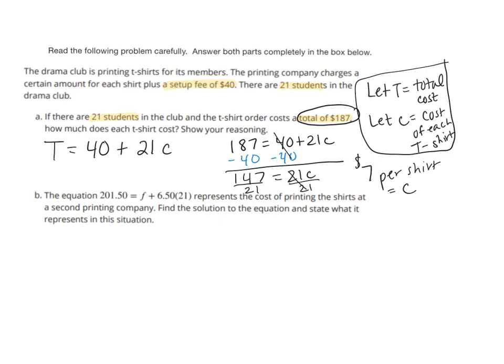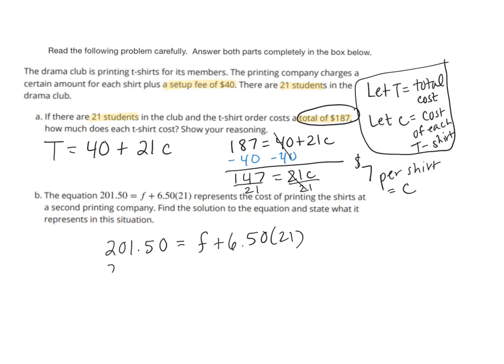All right, the equation 201.50 equals F plus 6.50 times 21 represents the cost of printing the shirts at a second printing company. Find the solution to the equation and state what it represents in this situation. All right, so we have 201.50 equals F plus 6.50 times 21. So that's going to represent the cost of printing the shirts at a second printing company. We need to find the solution to the equation.